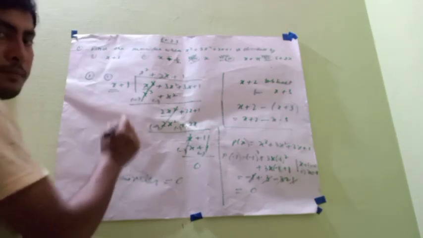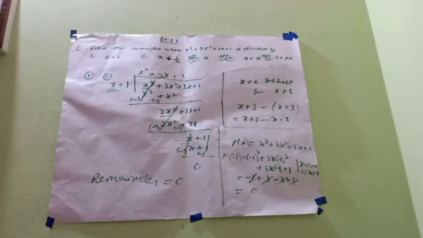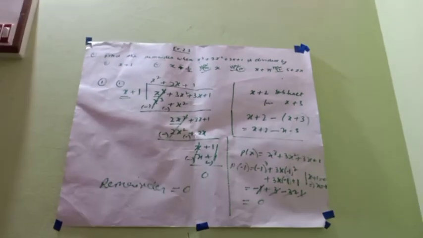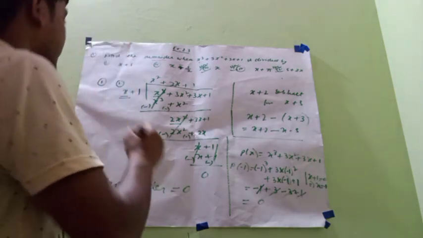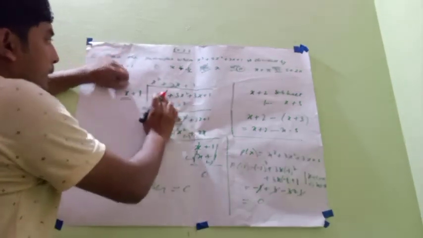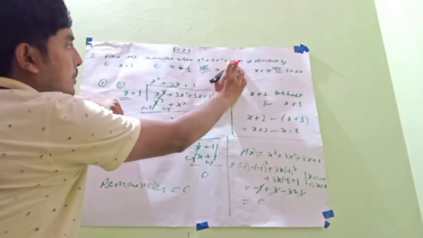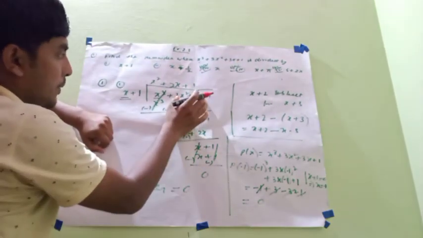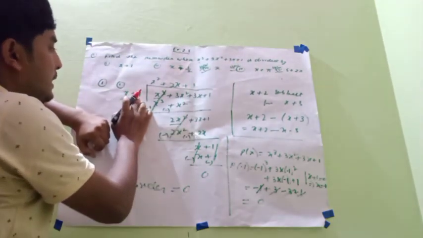See, here what I told, this x cube plus 3x square plus 3x plus 1, first of all you have to write it as the dividend, then the divisor is x plus 1.